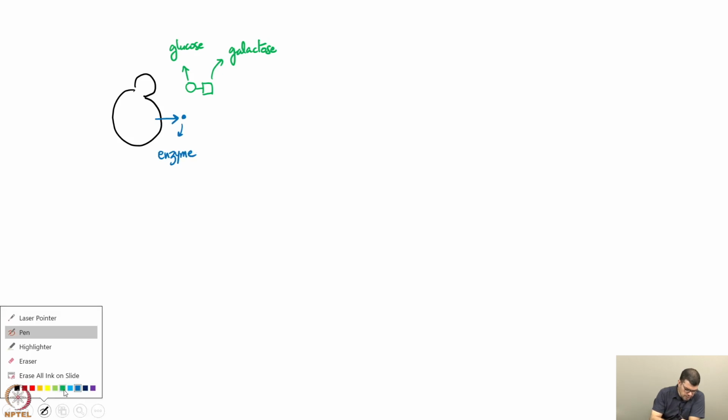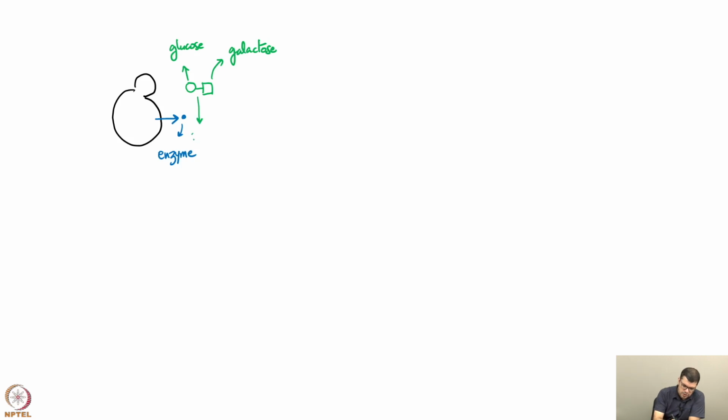And let us say there is a sugar which is a disaccharide where glucose and galactose are linked together with a bond. And what yeast does is that it secretes a certain enzyme in the environment. So this is an enzyme. Enzyme, remember, is just a catalyst, and the goal of this enzyme is to break this glucose galactose disaccharide into glucose and galactose.